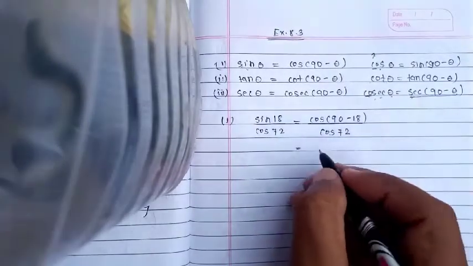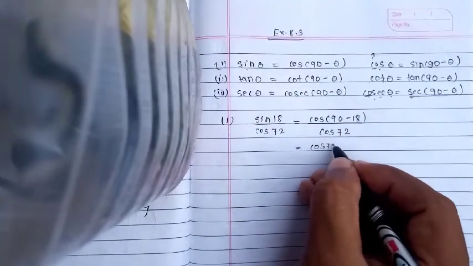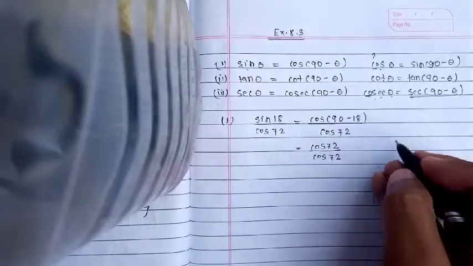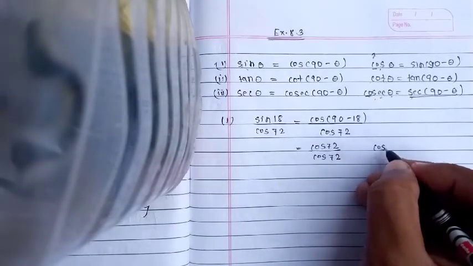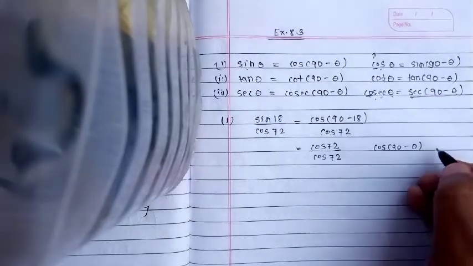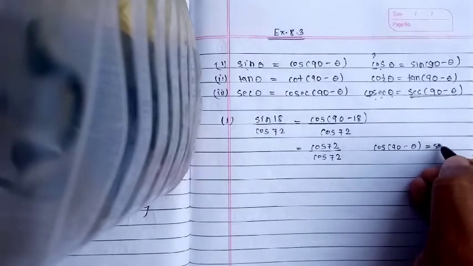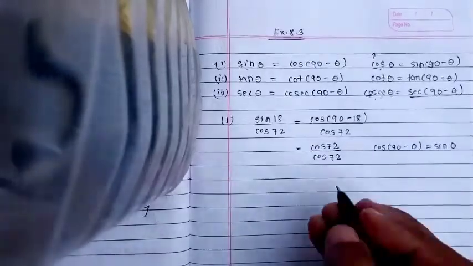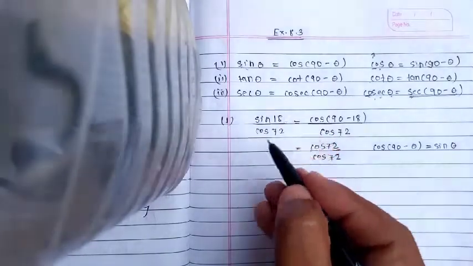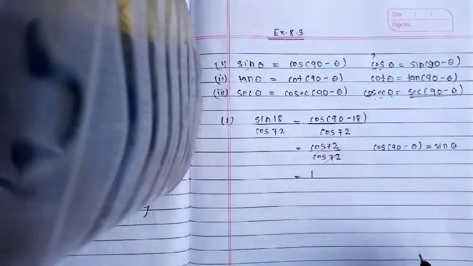So when you subtract this, we will get cos 72 upon cos 72. Here you can write the formula cos of 90 minus theta, which is the same as sin theta. Now I can cancel cos with cos, and we get the answer 1. So the value of this question is 1.